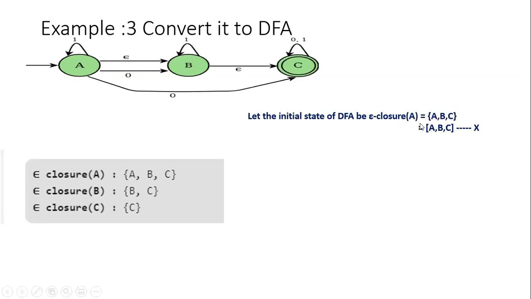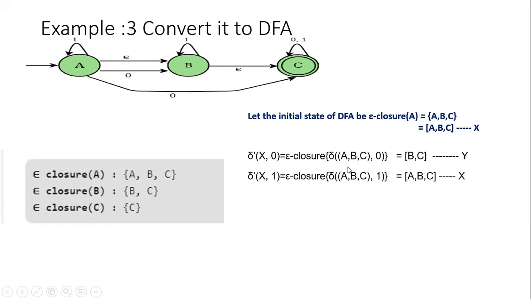The epsilon closure of A is ABC. We consider ABC as the initial state of the DFA and name it X. Since ABC is already given here, we can give it any name, and here it is given as X. After that, we have to calculate X comma 0 and X comma 1. Here we have only two inputs. Have you got this answer? Yes, ma'am.